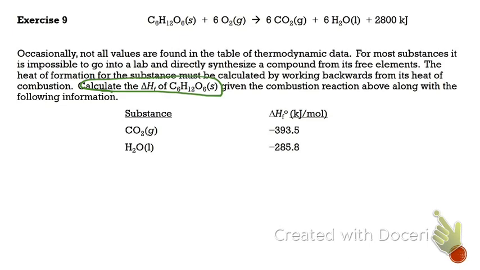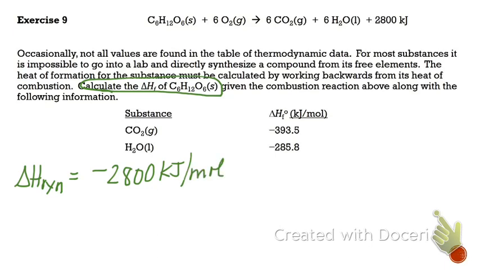And then it gives us the overall delta H of reaction by telling us that this reaction has plus 2,800 kilojoules. And that would be kilojoules per mole when we take it out of there. So our delta H of reaction is how much? Negative 2,800. And why did we make it negative? Because it's on a product, which means it's exothermic, which means it's a negative value.